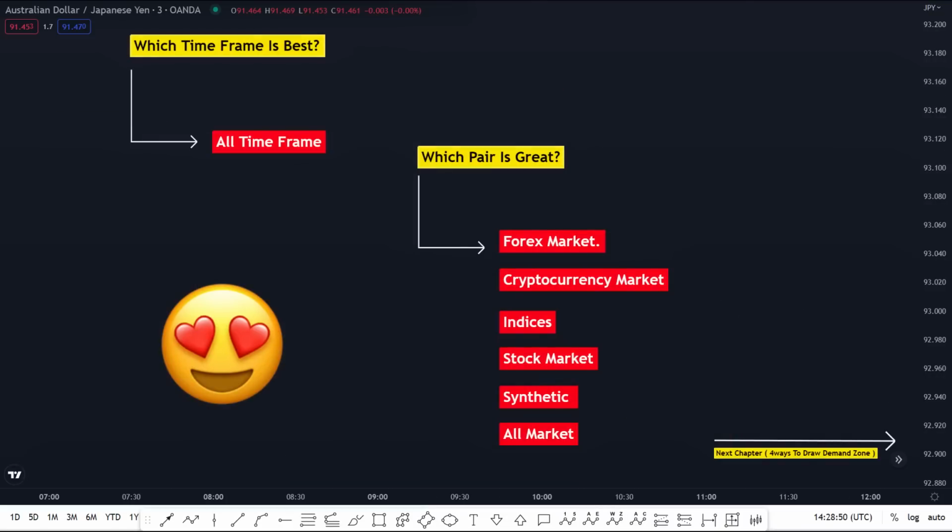I know you will be asking which time frame this trading strategy works on. It works on all time frames. For example, you can use it on the 1-minute time frame for scalping, or on the daily for long-term trade setups, but you will learn to do that when we move forward. Another question you will be asking is which pair is great to trade this strategy on. It works on the Forex market, cryptocurrency market, indices market, stock market, and synthetic market. In general, all I am saying is that it works on all markets and in all different time frames.